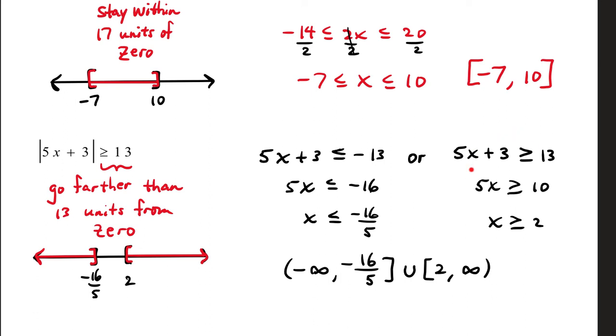In the other inequality, 5x plus 3 is greater than or equal to 13. We subtract 3. 5x is greater than or equal to 10. Divide both sides by 5. And the other interval of numbers that satisfies our statement in the very beginning are values of x 2 or larger. And that would be this right shaded area.